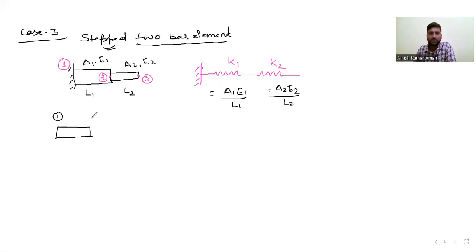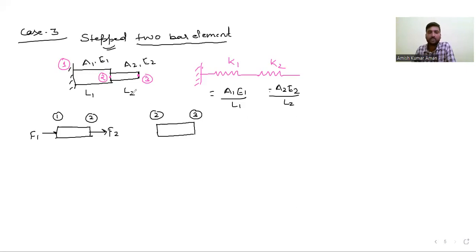This is node number 1. This is node number 2. So what is going to happen? Here, let us say this is F2, and here, let us say F1. For second and third node, let us say this is node number 2, node number 3.